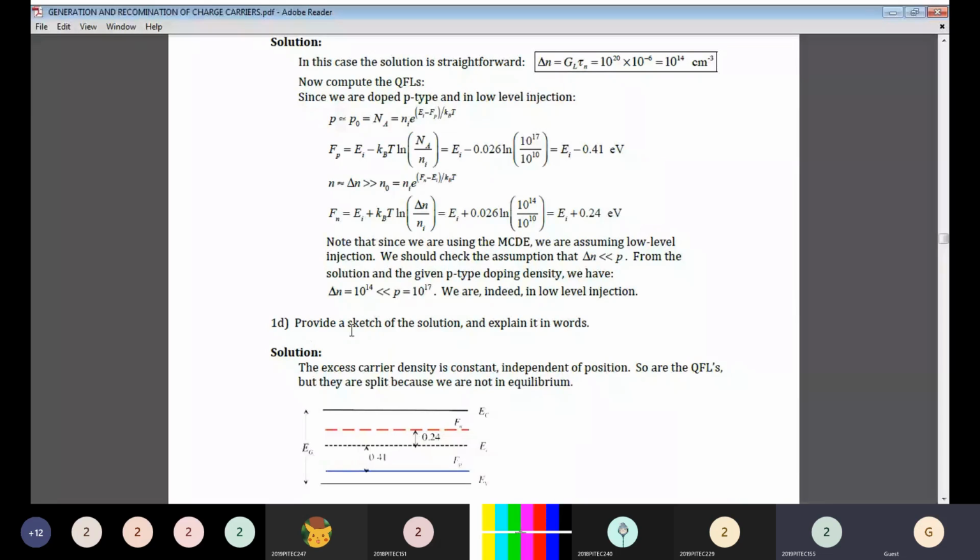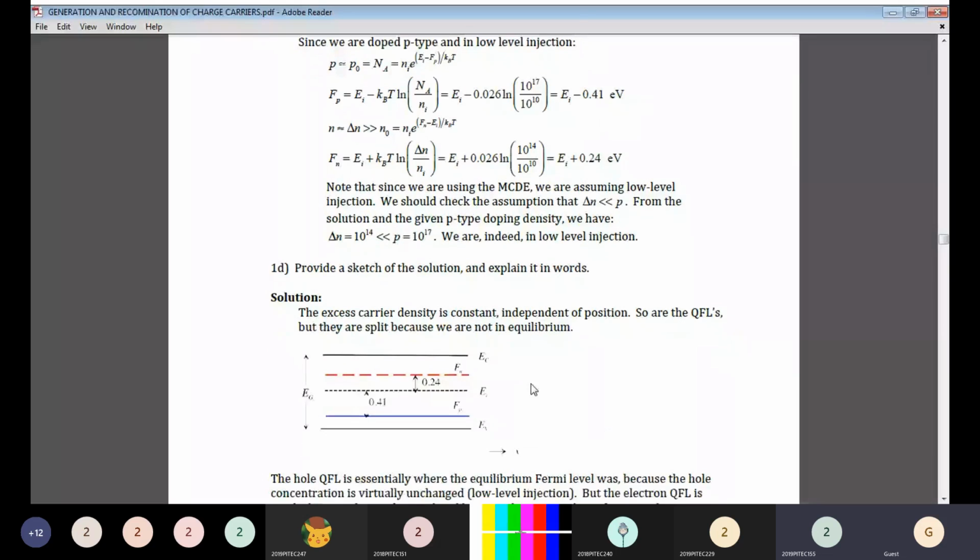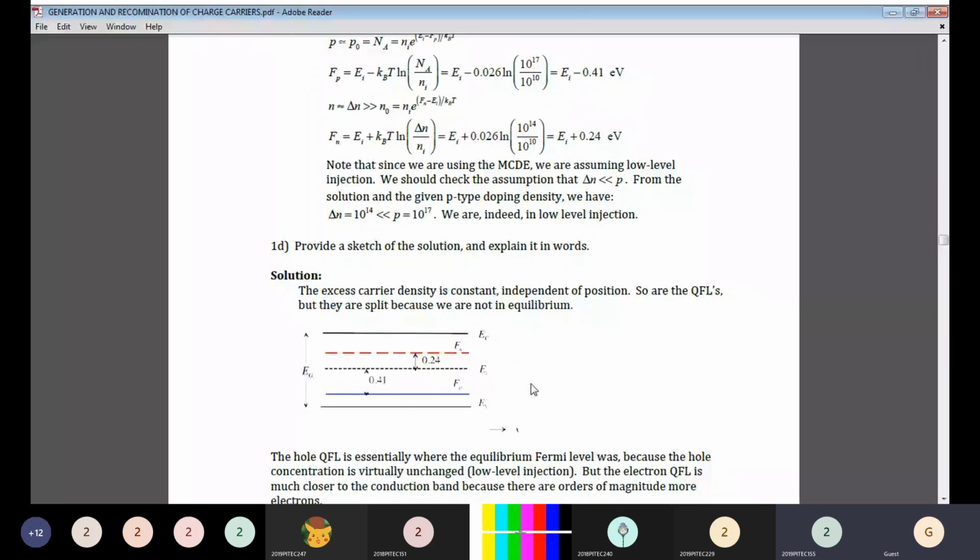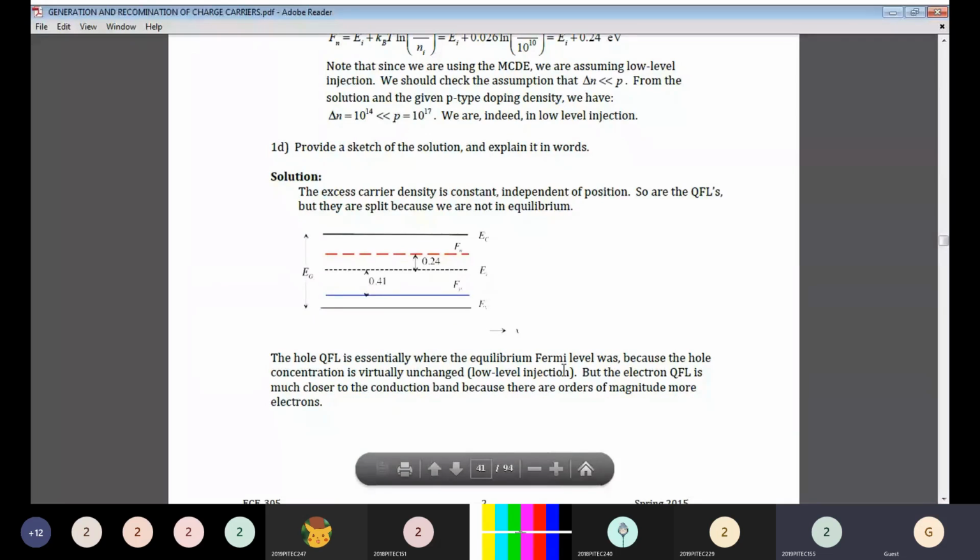Provide a sketch of the solution and explain it in words. The excess carrier density is constant, independent of position. The QFLs are split because we are not in equilibrium. The hole QFL is essentially where the equilibrium Fermi level was, because the hole concentration is virtually unchanged, but the electron QFL is much closer to the conduction band because there are orders of magnitude more electrons.